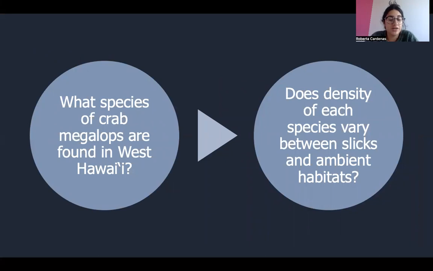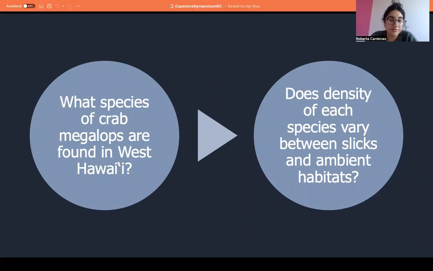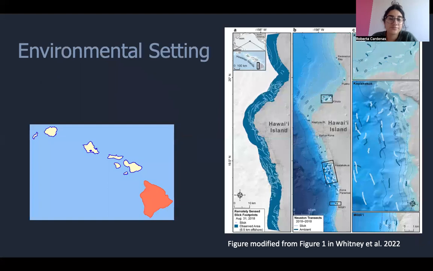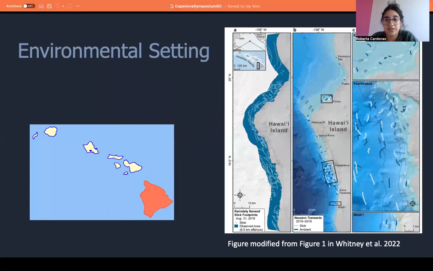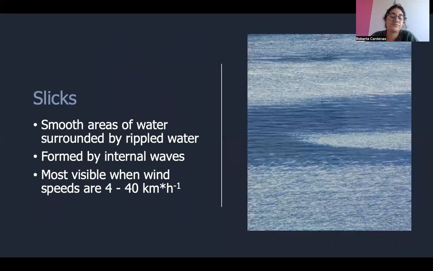For my research question, I wanted to know what species of crab megalops are found within West Hawaii, and within that, does the density of each species vary between slick and ambient habitats? My samples were actually collected by Dr. John Whitney and his team over at NOAA. Here on the right, I have a map showing the different sites where the samples were collected.